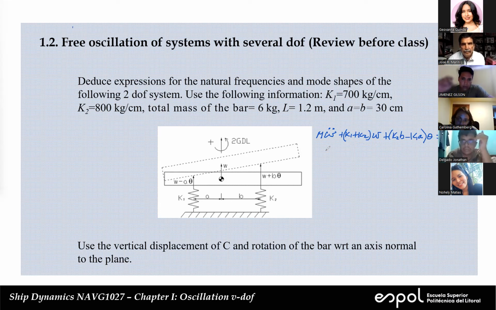The inertial term, plus acceleration, plus k sub 2 b minus k sub 1 a times w, plus k sub 1 a squared plus k sub 2 b squared, equal to 0. Okay, so that's the first step.